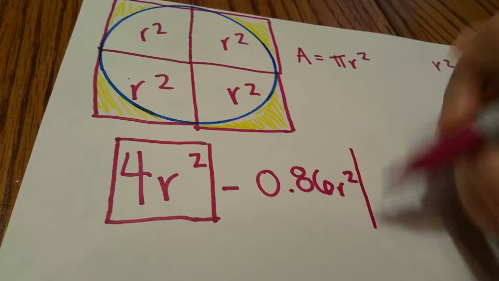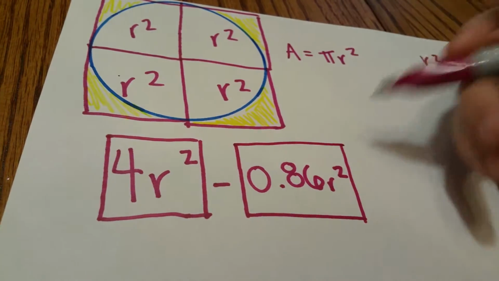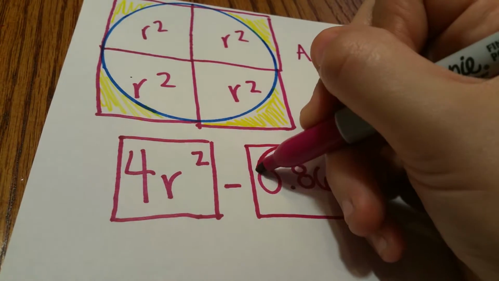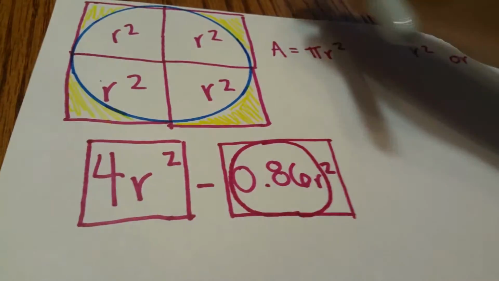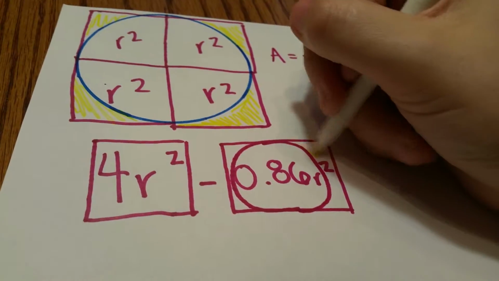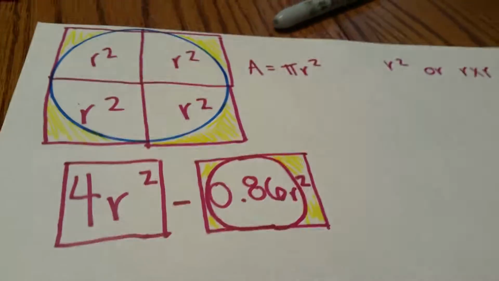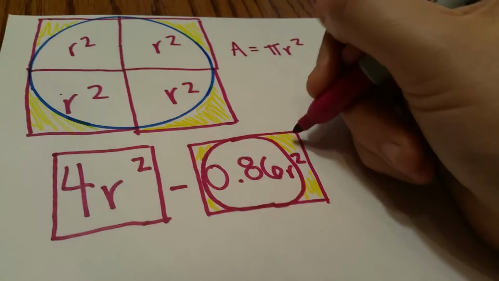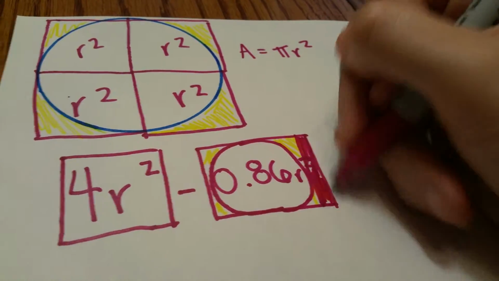So I'm going to draw a square around this one. And then a circle. And then I'm going to highlight the yellow part, just so we know the area that we need. Actually, it's kind of like this. Miss Megan's not the best drawer. That's just some extra space.